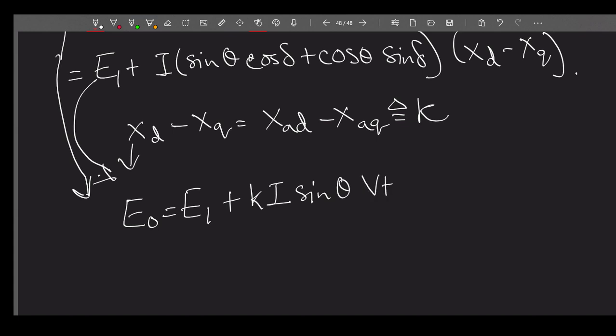cos delta is being replaced by V plus A over E1, plus sin delta is replaced by B by E1.